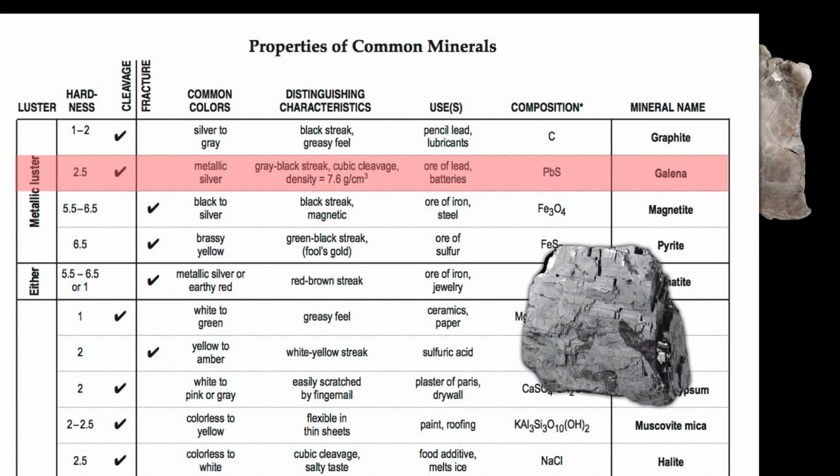It's very simple. Here's the column for this mineral, galena. And you can see from left to right, it tells us it has a metallic luster. It's very soft with a hardness of only 2.5. It displays cleavage and a metallic silver color, has a gray-black streak and is very dense, is used as an ore of lead and in batteries, and is composed of lead and sulfur.